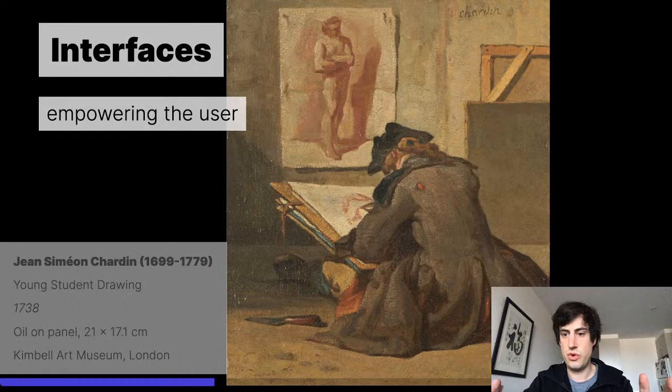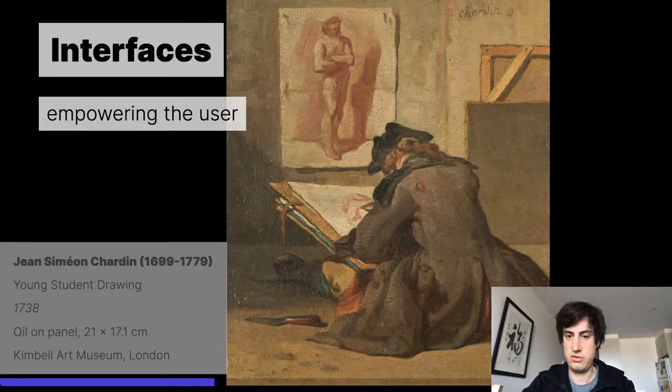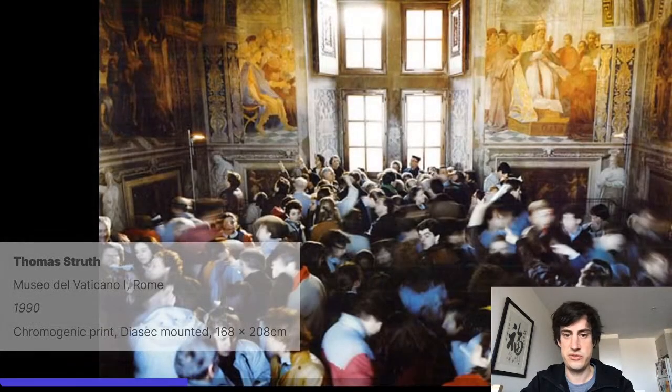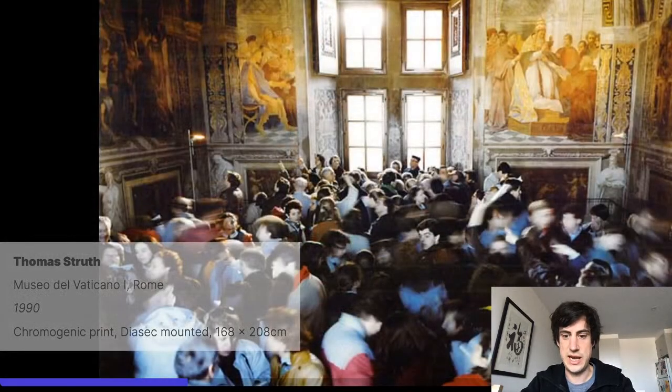Basically, what I was saying is that by having a figure so wholly absorbed in what they're doing, that creates an interface that allows a user of a painting to contemplate and feel free to contemplate what they're doing in front of this work without the work actually caring about them. And we see this in Thomas Struth's photographs. We see people absorbed in the act of looking. And that's what Thomas Struth is playing on.